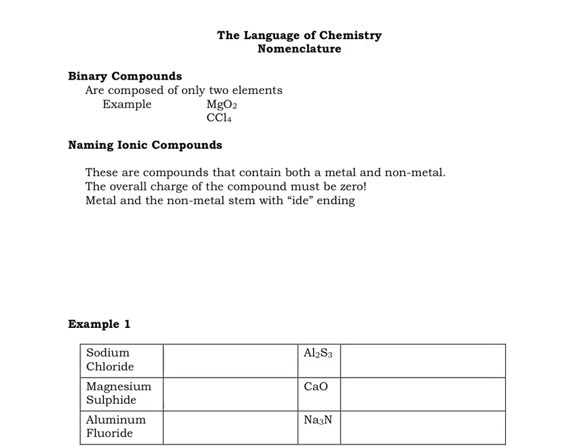So in this lesson, we're going to look at all of the various naming rules that you'll find in chemistry. We're going to start with binary compounds, which are compounds that are composed of only two elements. And we're going to start specifically with ionic compounds. Now, an ionic compound is a compound that has a metal and a nonmetal that combine in a ratio that gives them an overall charge of 0.